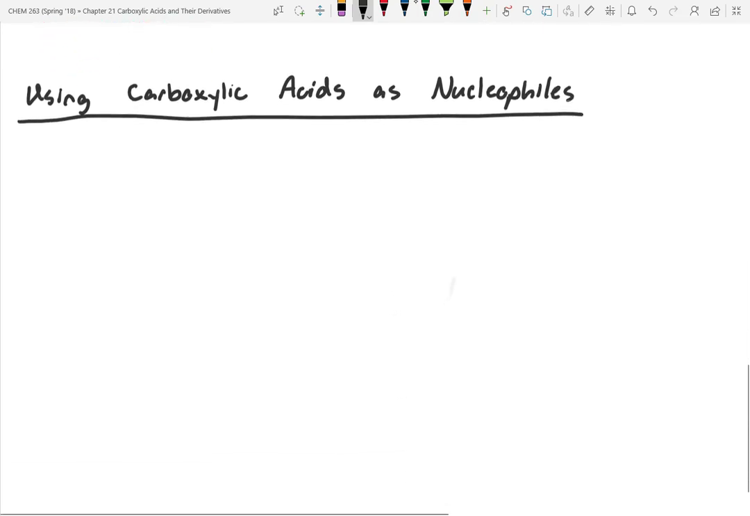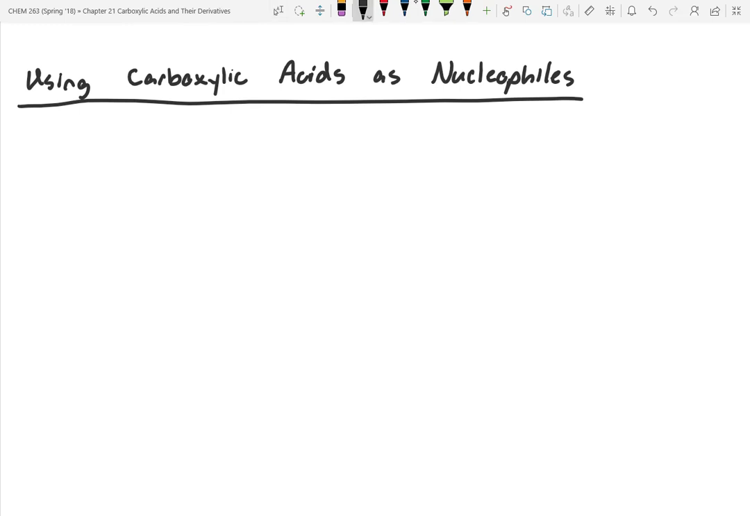And this actually goes all the way back to first term. But we know how to convert a carboxylic acid all the way to an ester. So carboxylic acids, when they're protonated, are really crummy nucleophiles. So the first thing we've got to do is get rid of that proton.